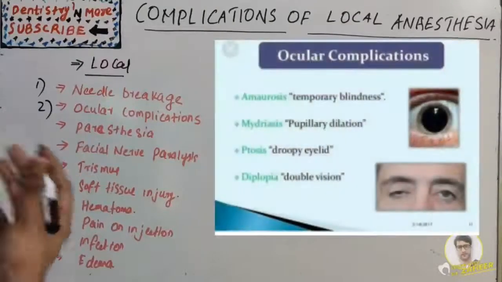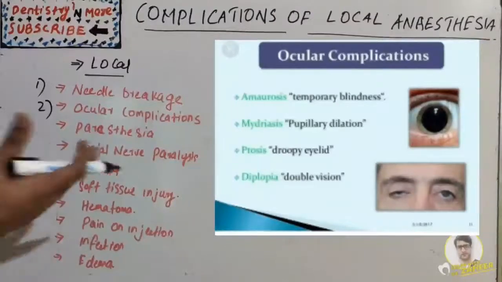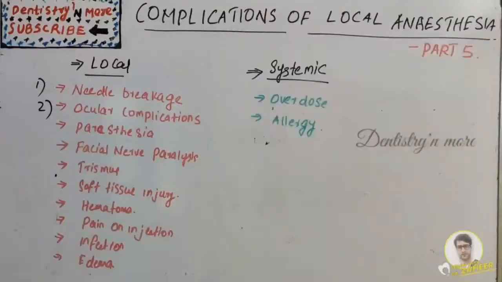So there are chances of temporary blindness, pupillary dilation, droopy eyelid or double vision because of this local anesthesia. And the cause is orbital injection, that is the injection into the orbit through the inferior orbital fissure. So it is causing damage, and there are chances of ocular complications. So for prevention, we need to aspirate before the injection, and we need to inject very slowly.